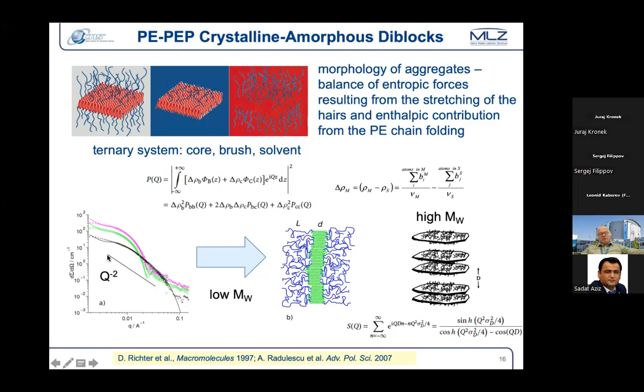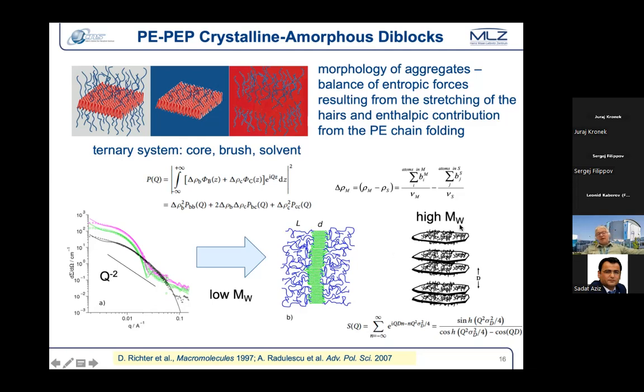By interpreting these scattering curves together for different contrast conditions, we obtain information about the size and shape of such a complex morphology. So it's a core, brush, lamellar morphology with crystalline lamellae surrounded on both sides by amorphous brushes.